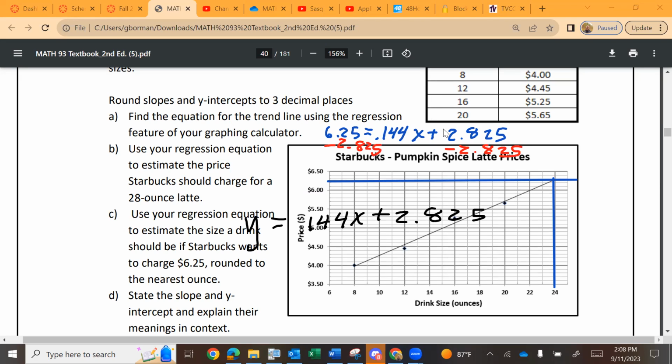Okay. And then, you know what? I'm just going to do that on my little handheld here instead of flipping back and forth. 825. Okay. So that's going to give me, did I click on the, there it is. Okay. 3.425 on the left equals 0.144x. All right, and now I'm ready to divide by 0.144.